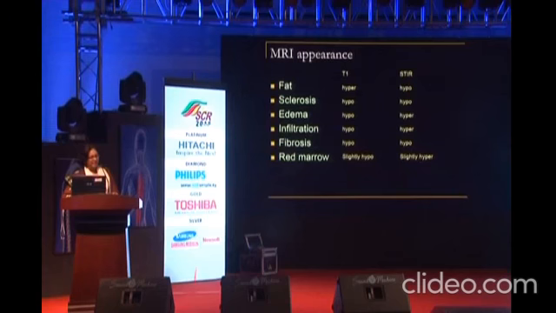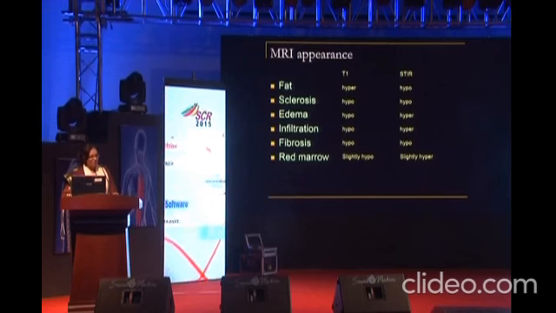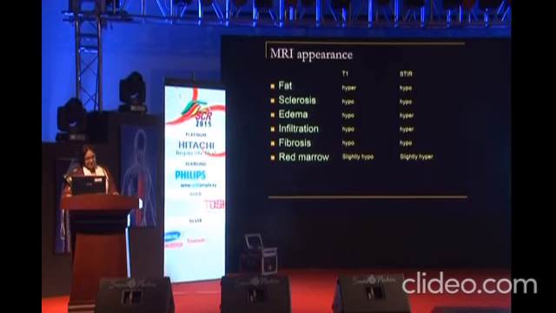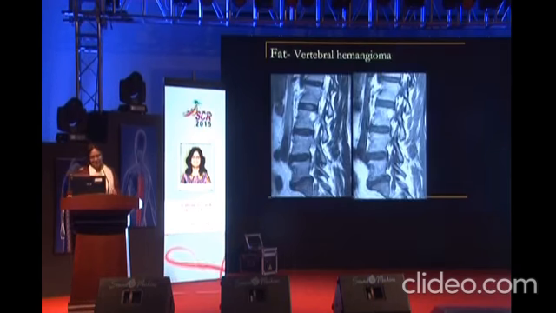Radiology wise, to understand, you may have something which looks like fat. That is bright on T1, bright on T2, dark on STIR sequence. You may have a pathology which looks sclerotic, which is dark on all the sequences. You may have something which is edema, dark on T1, bright on STIR sequences. You may have infiltration, which again would parallel that of edema. Fibrosis would be dark on both. Red marrow is slightly hypointense than the muscle on a T1 weighted image and slightly hyperintense to the muscle on a STIR sequence. Let's start looking at the images.